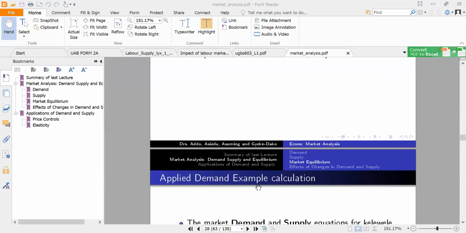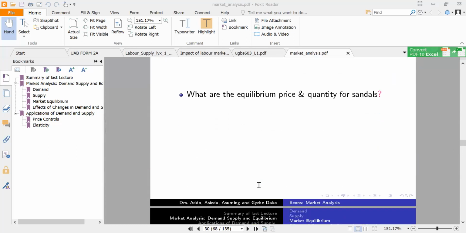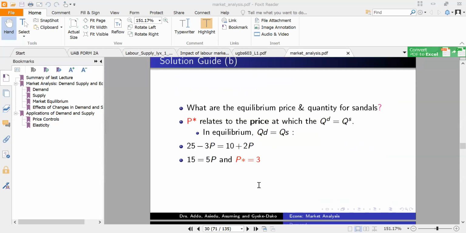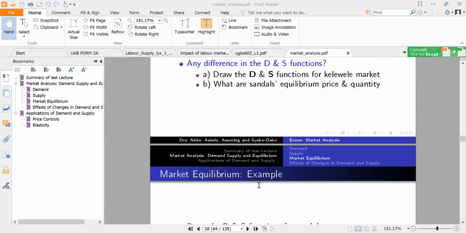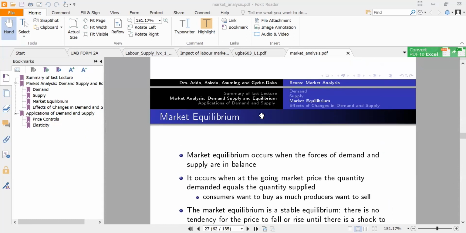I want to see if I have an example of a market equilibrium. I'll go into all this later. I just want to show you. Maybe I should use a whiteboard. I'll explain these things later. Okay.